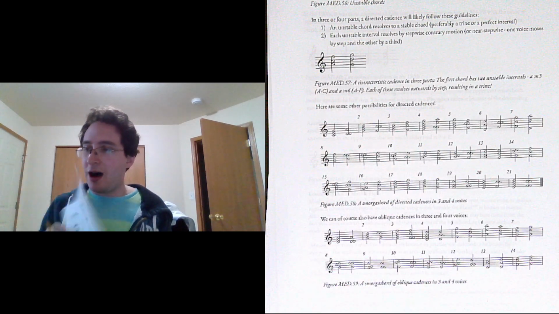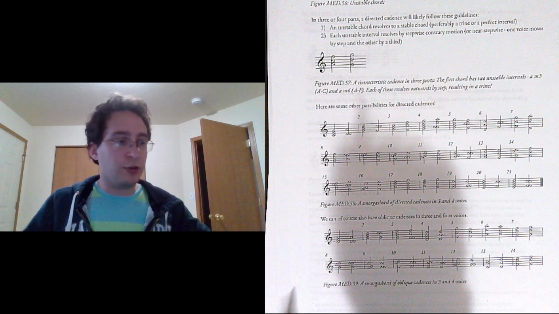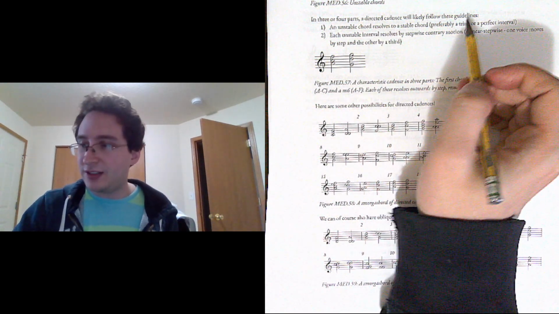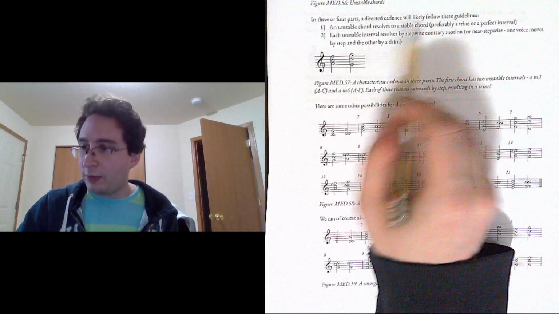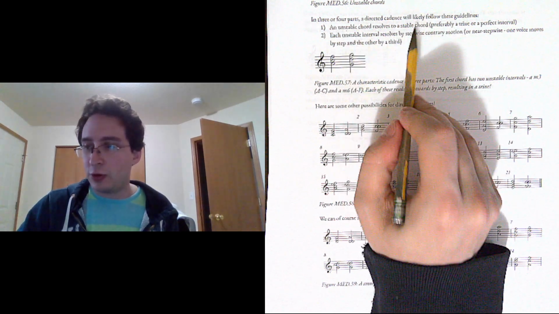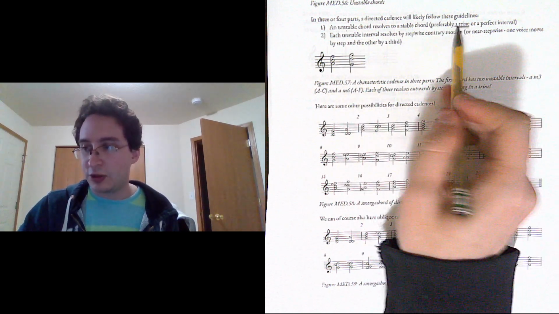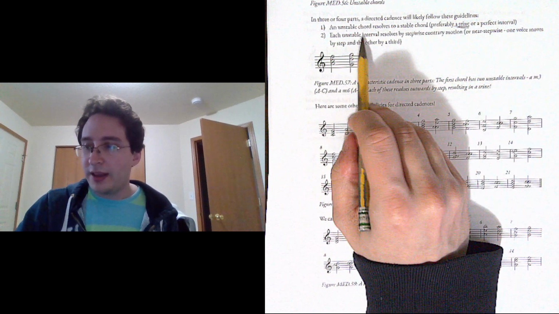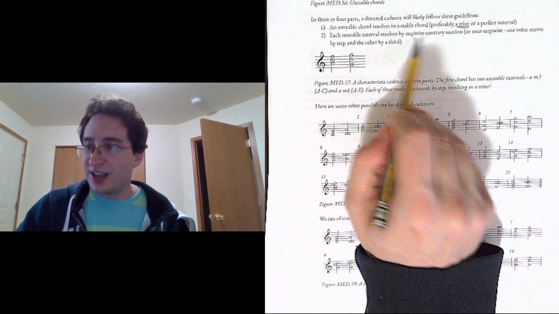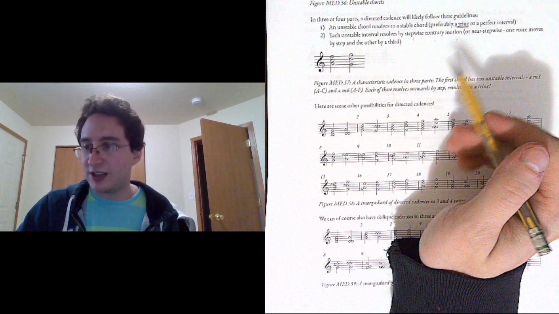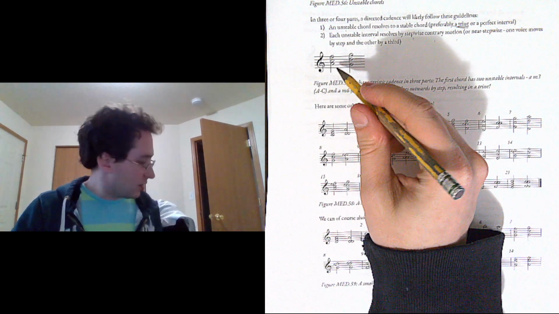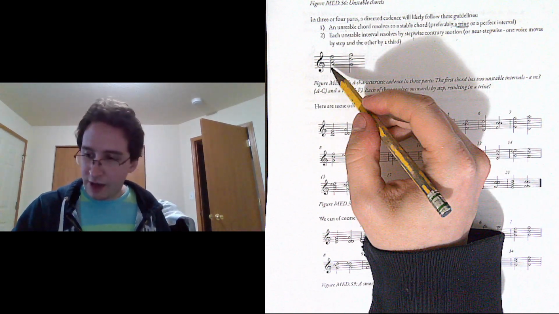Lovely. So when you're in 3 or 4 parts, a directed cadence usually will follow these guidelines. So you have an unstable chord going to a stable chord, preferably a trine or a perfect interval, and then each unstable interval resolved by stepwise contrary motion, or as near to stepwise as you can get. So here you have an unstable chord.